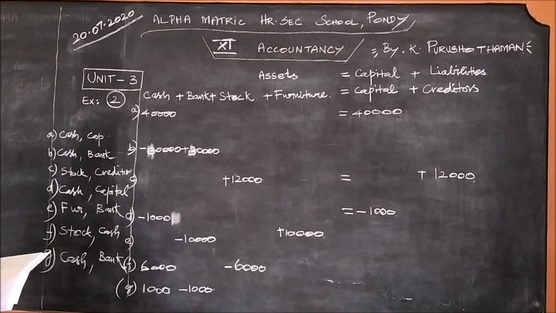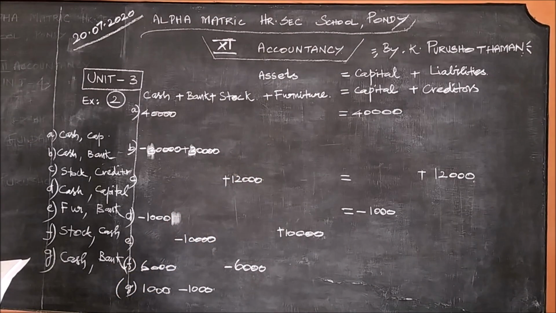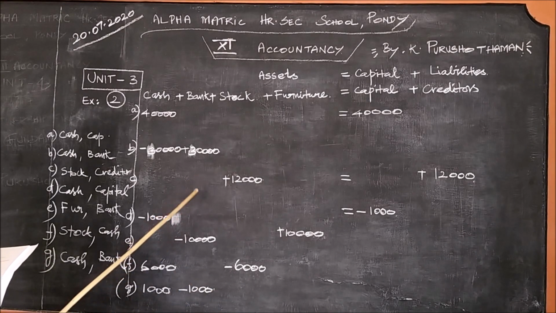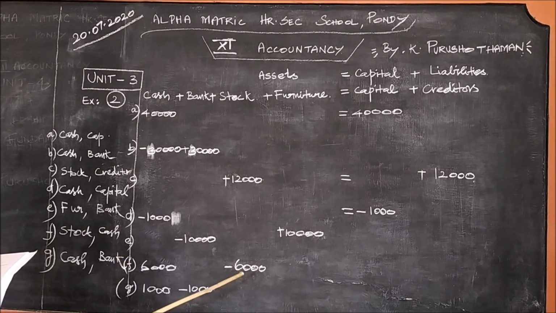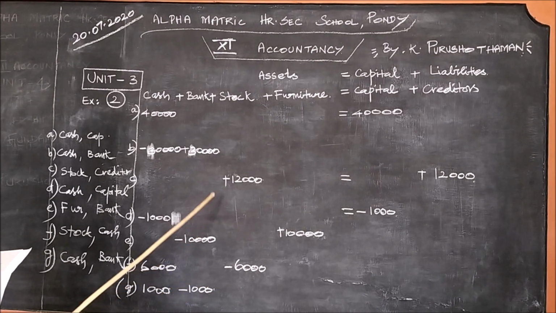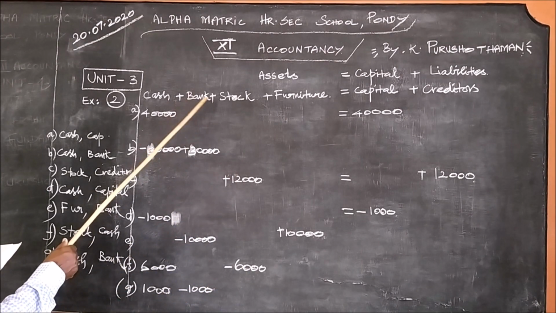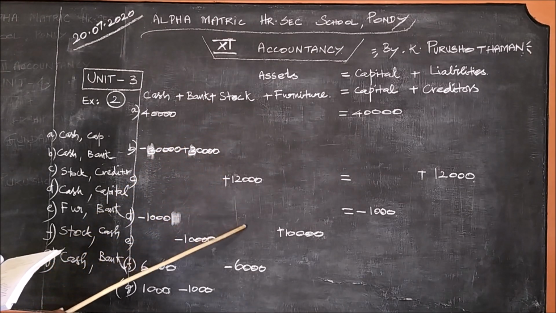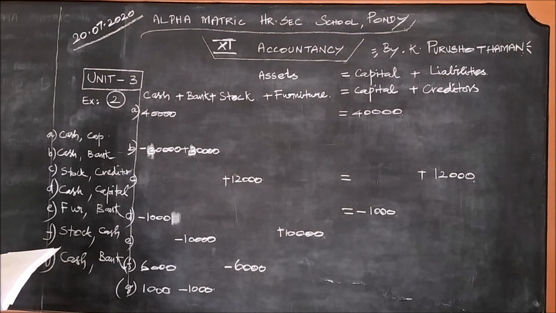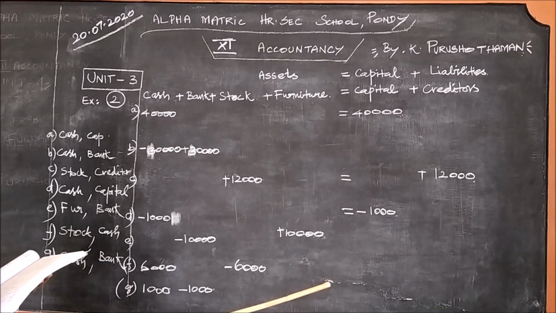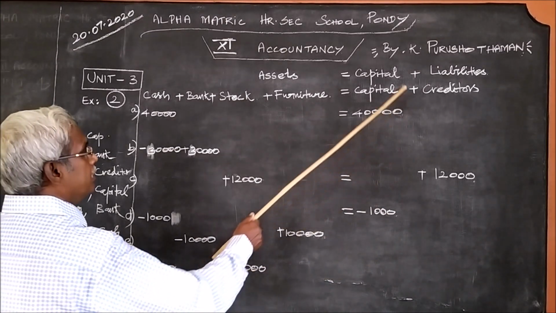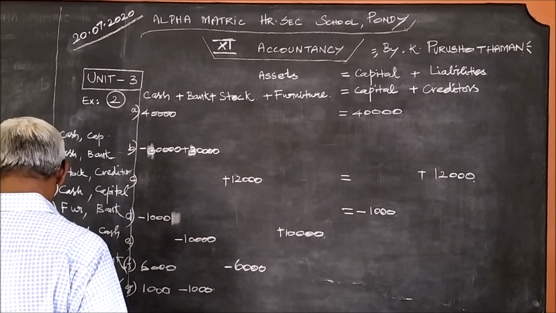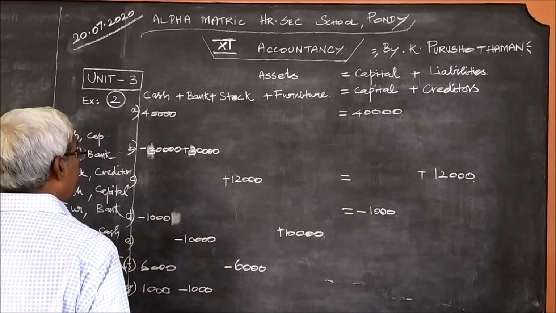Okay. Then C division. Bought goods from Hari on credit. When we buy goods, the goods will come to us. We receive the goods. It is a plus. We call the goods a stock here. It is a plus 12,000. And at the same time, it is bought on credit basis. And who is the creditor? Hari is the creditor.